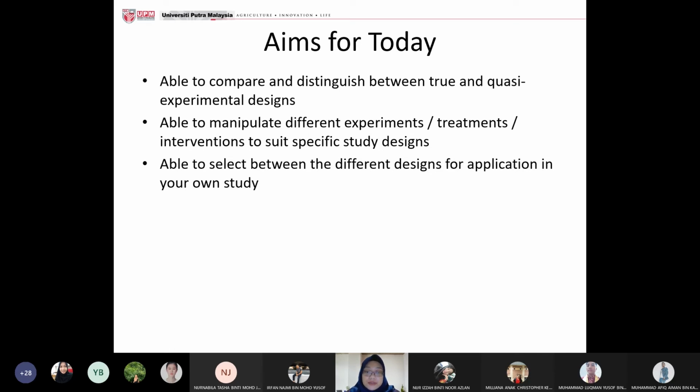Okay, so we'll see afterwards what this entails, and I hope you guys can distinguish these two, okay, and manipulate your experiments according to the various methods that are available. Okay. And lastly, you can select between the different designs for application in your own study. Okay, so very quick on that.